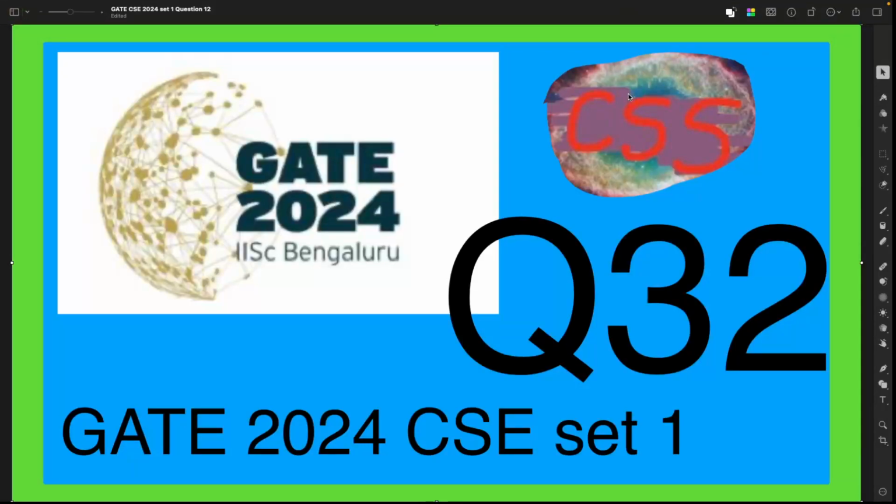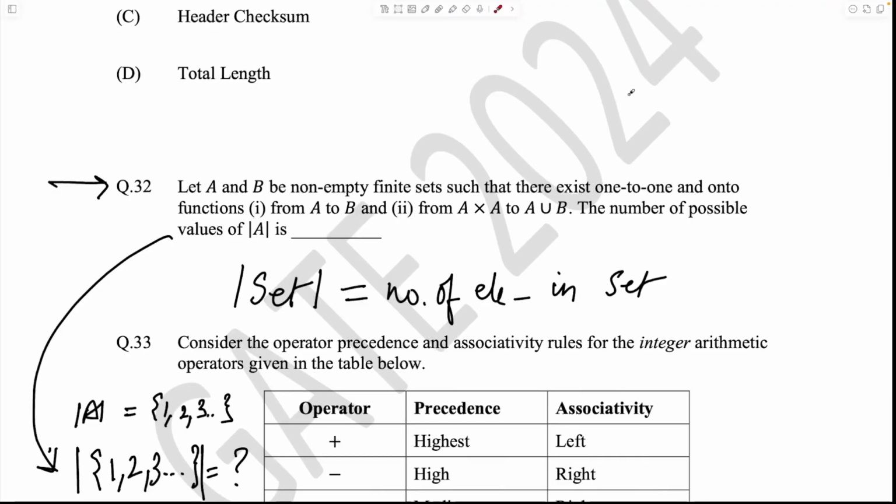Good morning, students. So today we're going to solve question 32 from GATE CSE 2024 set 1. The question states that A and B are non-empty finite sets, and there exist one-to-one and onto functions from A to B and A cross A to A union B. The number of possible values of mod of A is?